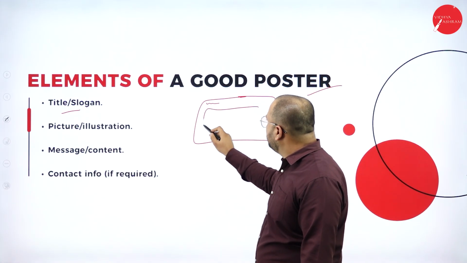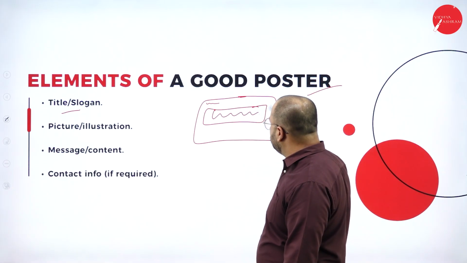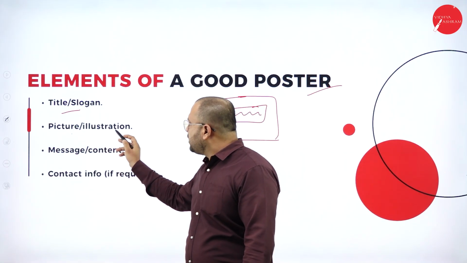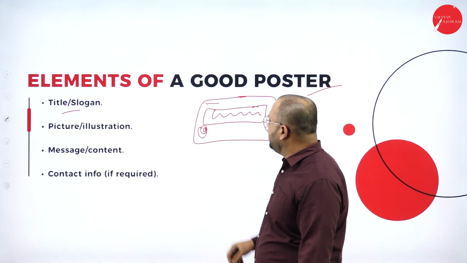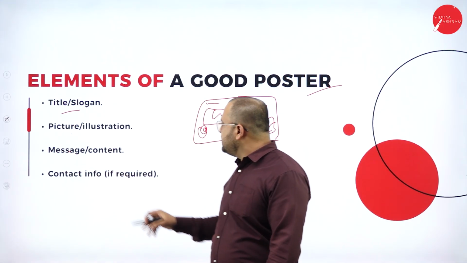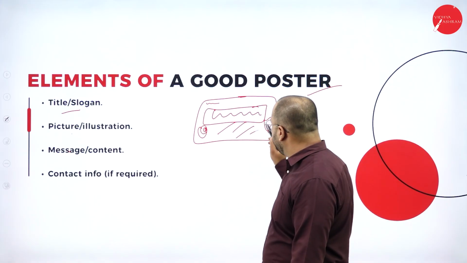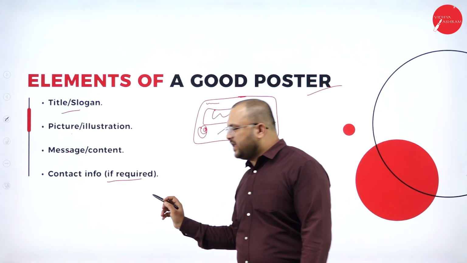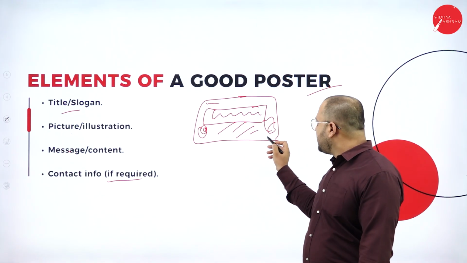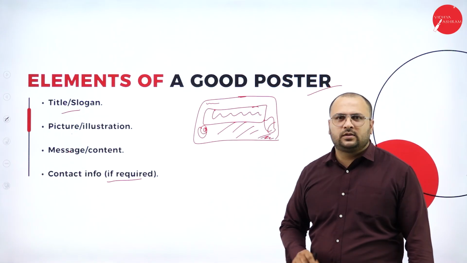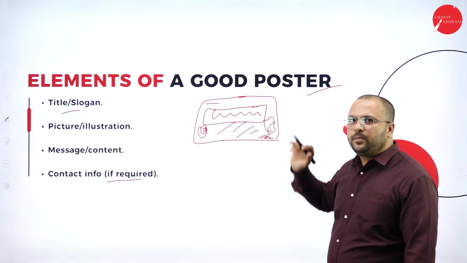You have to write it like this. Anything that is here, a poster. A picture or illustration must be included in them. A picture or something else should be included in here. Message and contents should be written boldly. Then contact info, if there is anything required for the readers or the audience to contact you. So that contact number can be written in short. So this is what a good poster is.